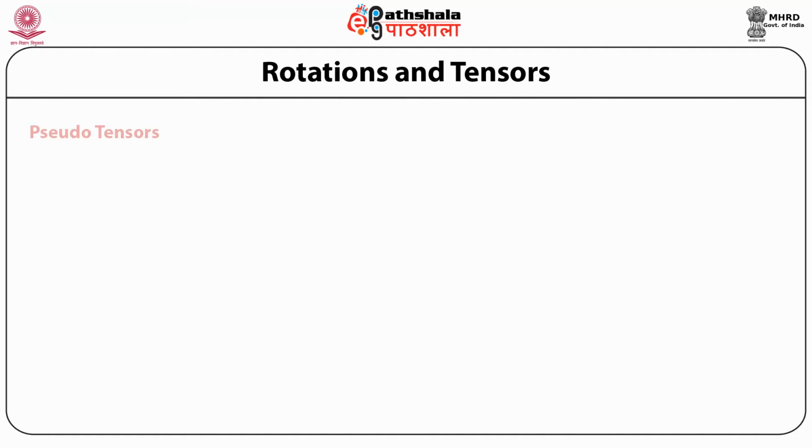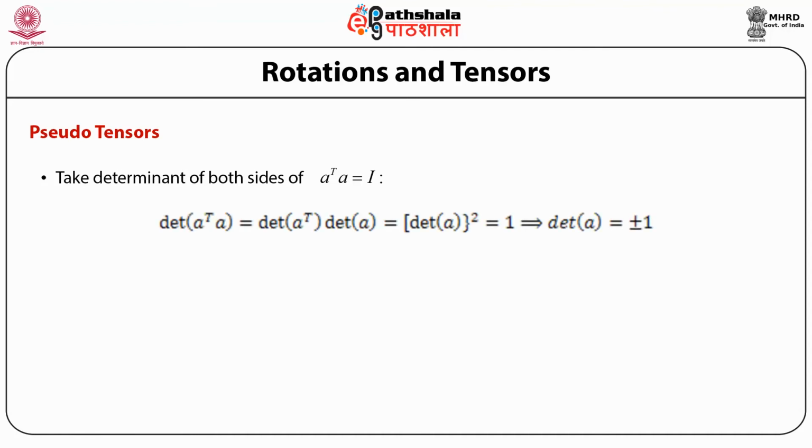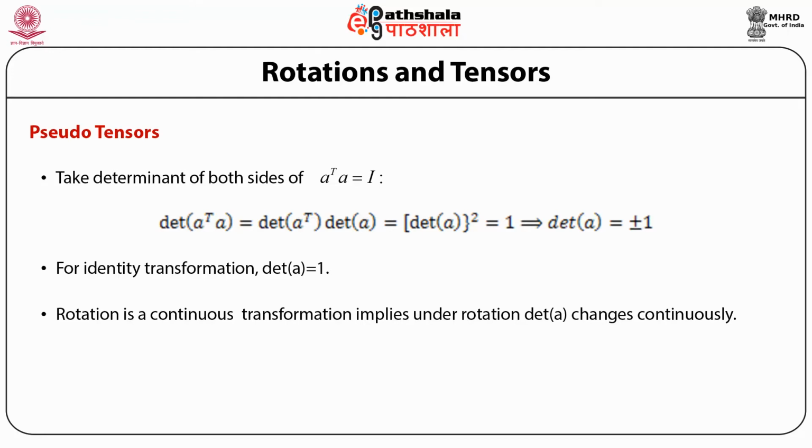Now let us study about the pseudotensors. Certain further properties of the transformation coefficients are interesting. Let us take the determinant of both sides of A transpose A equals I. Then we get determinant of A transpose A equals determinant of A transpose times determinant of A equals determinant of A squared equals 1, which implies that determinant of A equals plus or minus 1. For identity transformation, determinant of A equals 1. Rotation is a continuous transformation, which implies that under rotation determinant A changes continuously. This implies that determinant of A equals 1 under any continuous rotation.